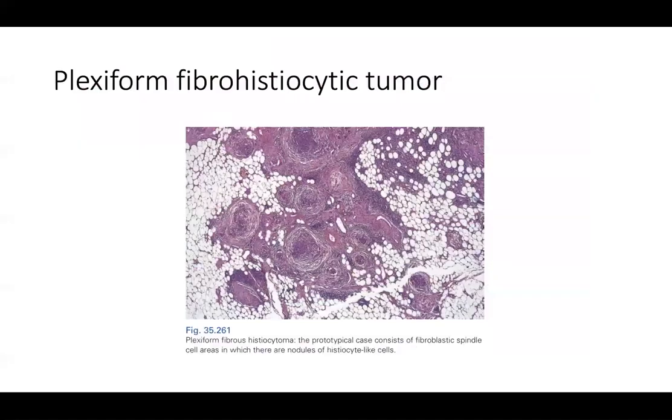So here's another snapshot of a plexiform fibrohistiocytoma. It's a prototypical case where you can see the fibroblastic spindle cells in some areas, and then nodules of histiocyte-like cells as well. So very spindly cells, and then you've got these nodules that have more clear cytoplasm, which typically your histiocytes have.